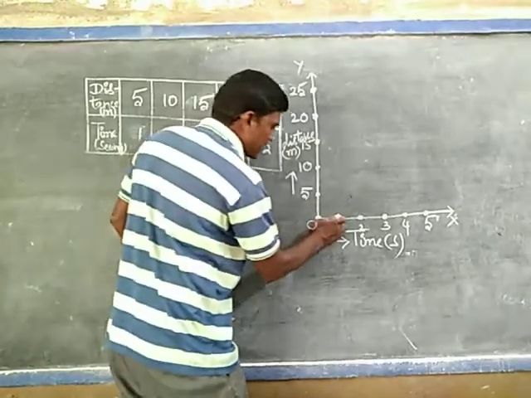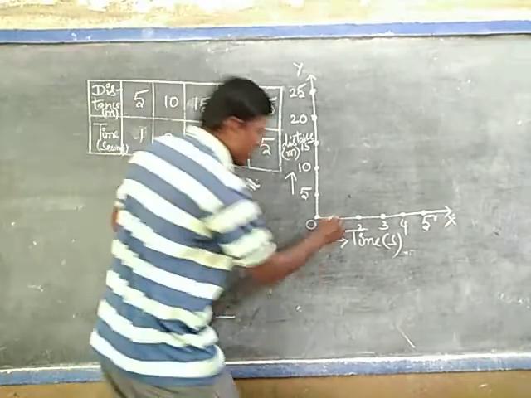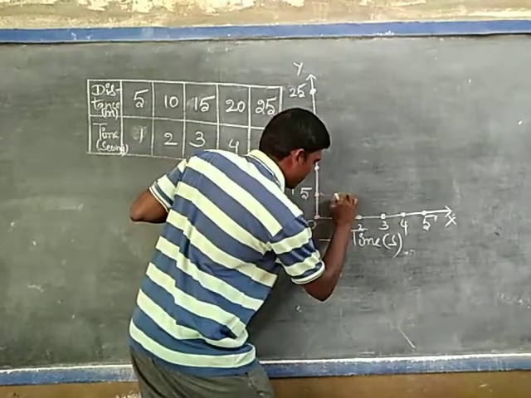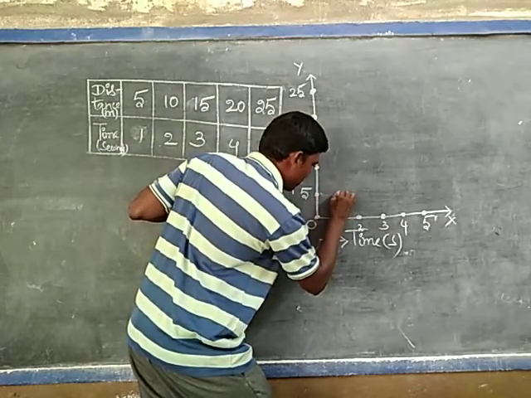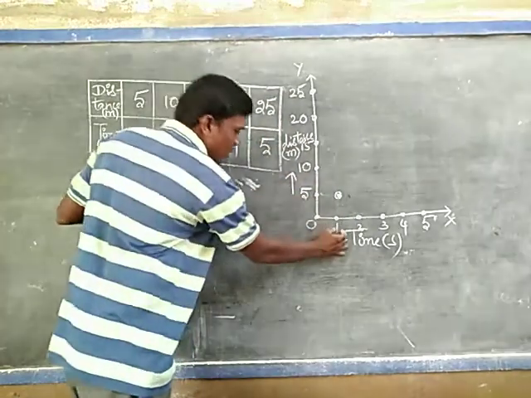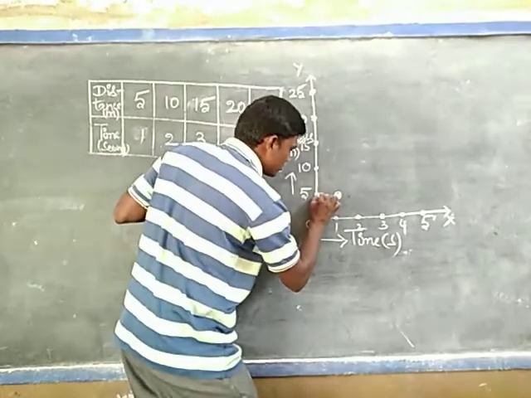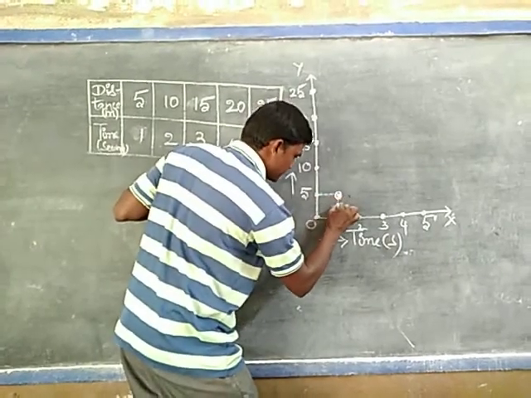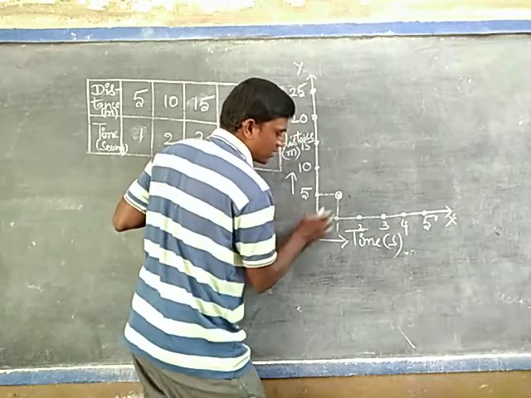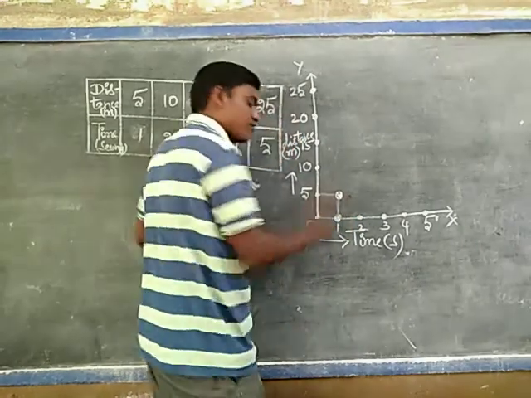Now after 1 second the body will be covered how much distance? 5. That's why exactly we draw a circle. The circle represents that in 1 second the body will be covered how much distance? 5. So you are observing clearly like this one.